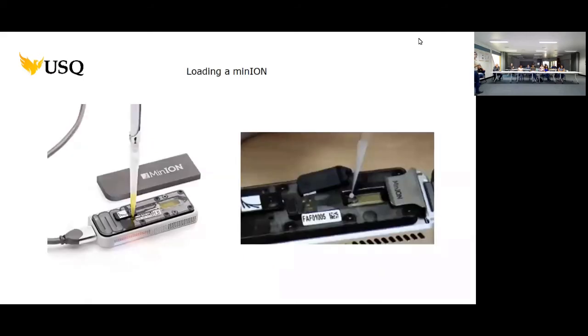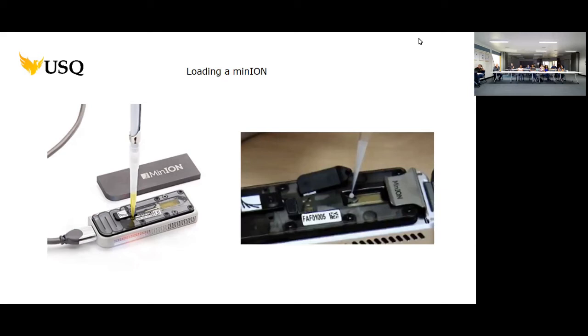Loading on a MinION. There's a couple of steps to loading this. It's very different to Illumina. It's very different to loading a MiSeq flow cell. The first step is to draw out the storage buffer. It comes with the yellow storage buffer. You need to get that out.